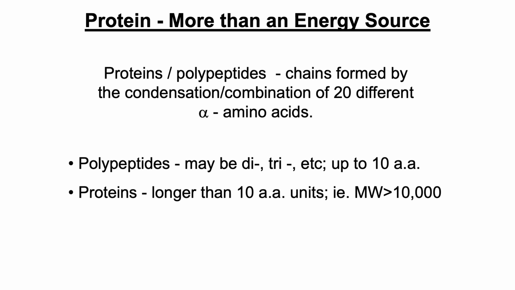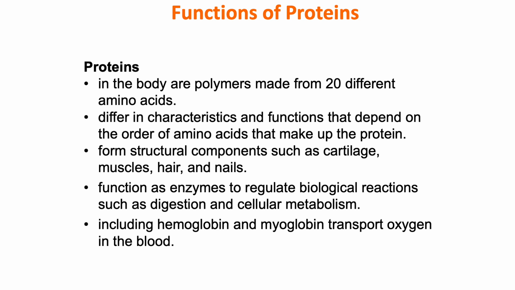To answer this question, let's learn about the properties of amino acids. 20 different naturally occurring amino acids make up polypeptides and proteins. Polypeptides may be di, tri, and so on up to 10 amino acids, while proteins are longer than 10 amino acids and usually weigh above 10 kilodaltons.